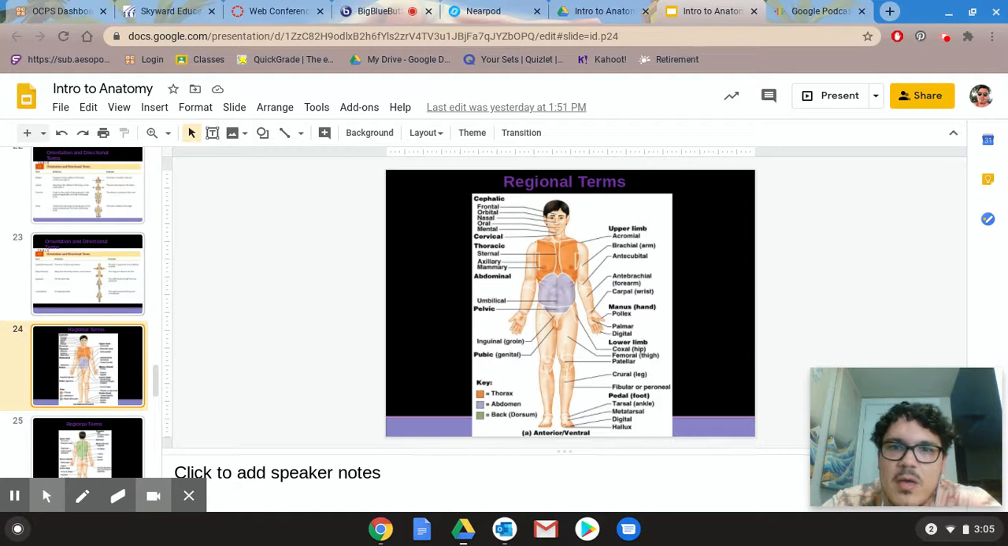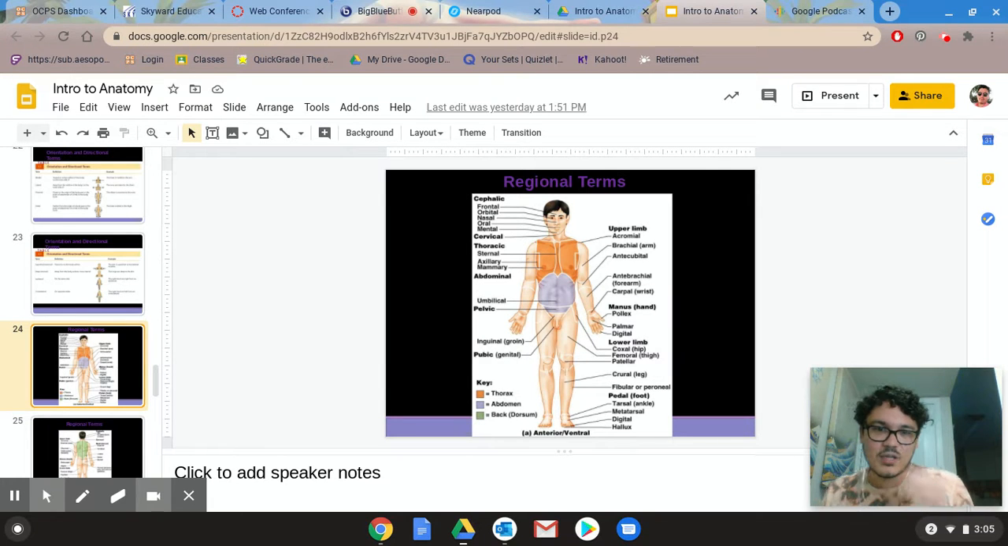So, all these regional terms we've learned before in kindergarten, right? We learned the head, the neck, the chest, the arms, the legs. But these are the more anatomically correct names for these regions. So, we're applying a little bit of science here. So first and foremost, at the very top, we have cephalic. Cephalic is the head region.